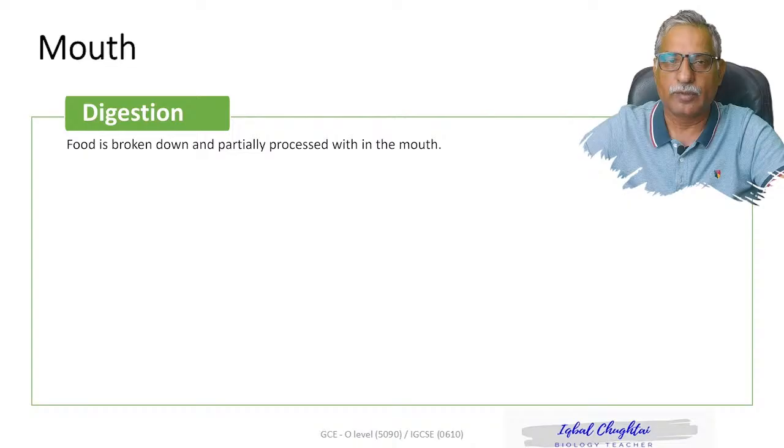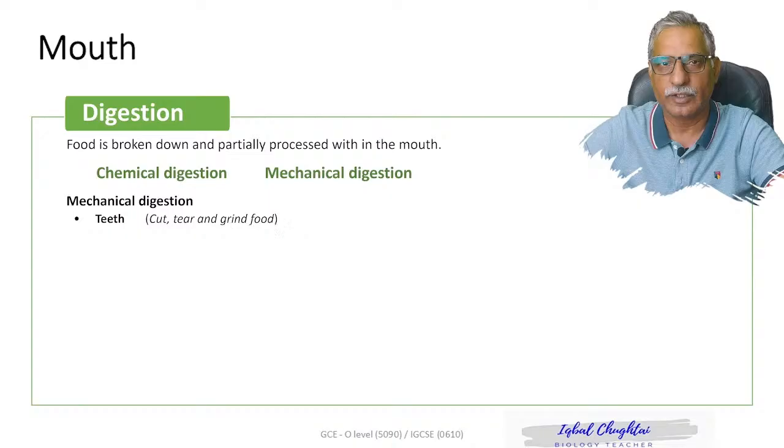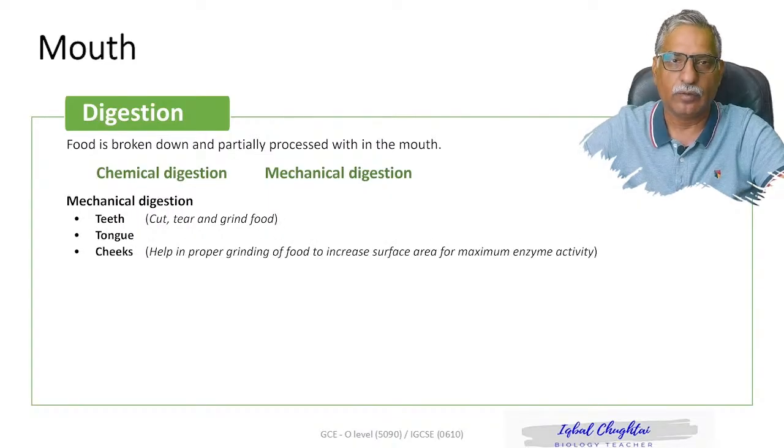So there are two types of digestion occurring in the mouth. One is known as chemical digestion and the other is mechanical digestion. First of all, we will discuss mechanical digestion, also known as physical digestion, where teeth with the help of the tongue and cheeks break down larger food pieces into smaller granule-like chunks, and this increases the surface area of the food so that enzymes work more efficiently on the partially broken down food particles.